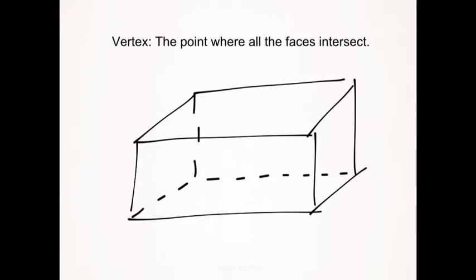A couple pieces of terminology that you need to be familiar with. A vertex. This is a vertex. This is a vertex. It's where all the faces intersect. So for this rectangular prism, there's going to be 1, 2, 3, 4, 5, 6, 7, and 8 vertices. That would be the plural of vertex.